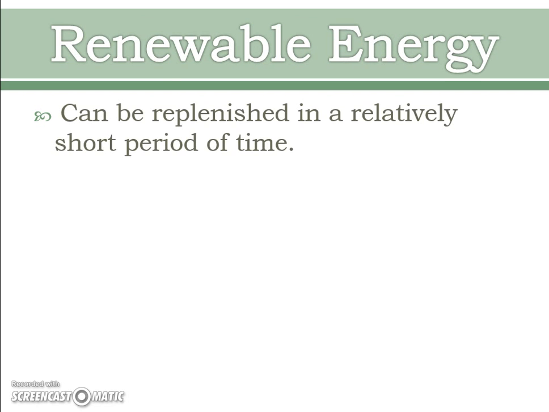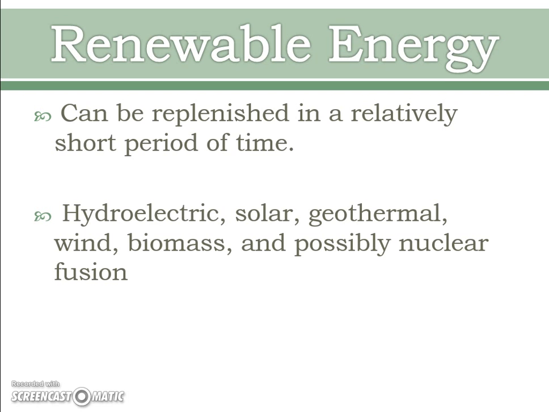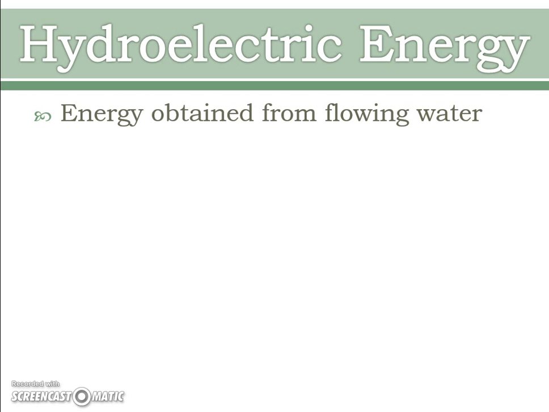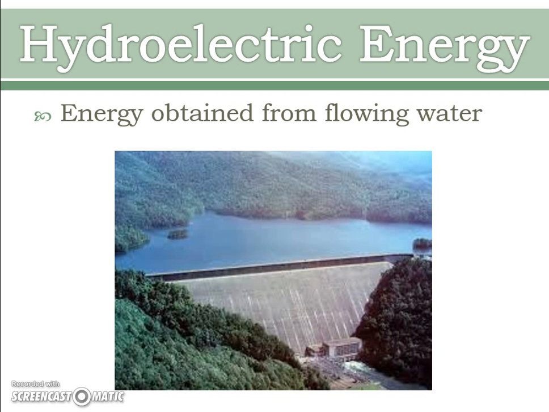Renewable energy, it means it can come back quickly. So think about trees, life cycle, hydroelectric, so water, solar, heat, wind, all of these things that we can renew or get back pretty quickly. So hydroelectric energy, that's the first. It's obtained from flowing water. And if anyone can tell me the name of the place where this picture was taken, then I'll actually give you some extra points.